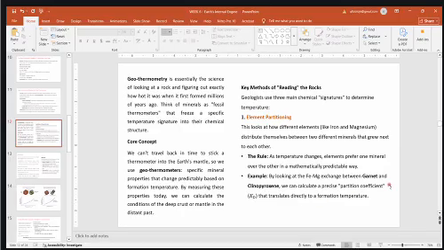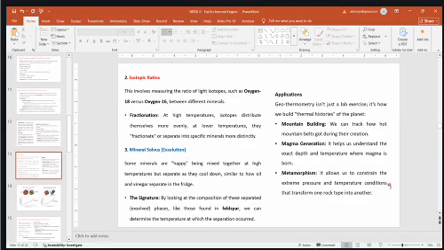The next one is isotopic ratios. This involves measuring the ratio of light isotopes, oxygen 16 and oxygen 18, between different minerals.